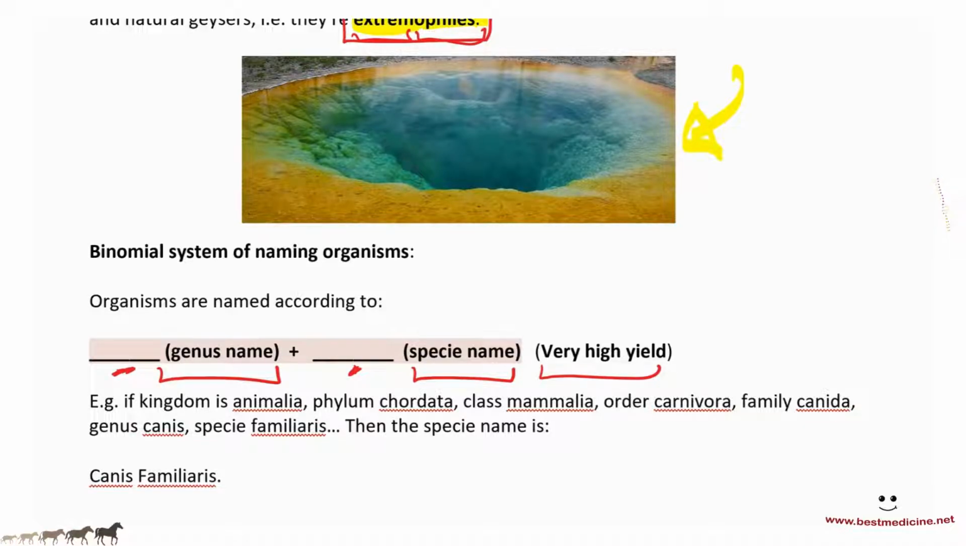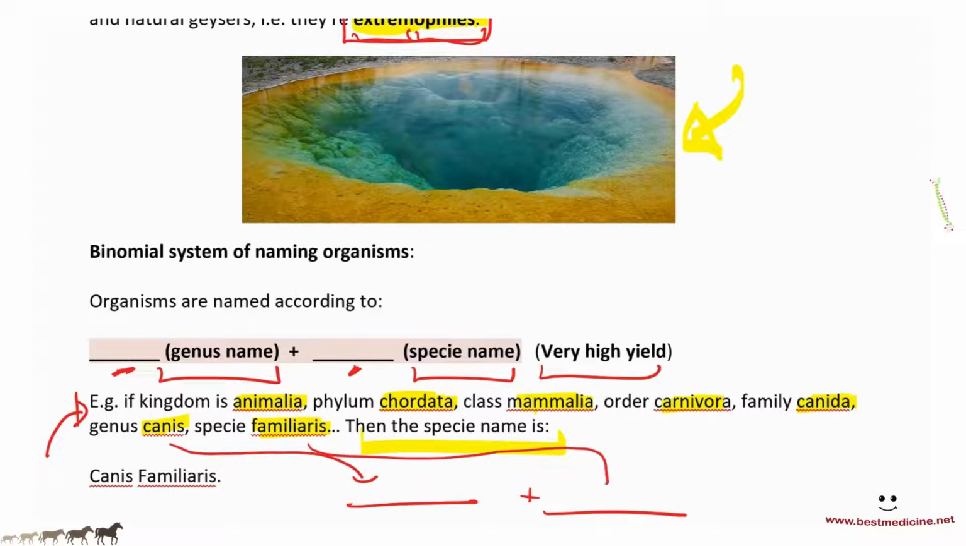For example, let's talk about dogs. If they give you in the exam that there's an organism whose kingdom is Animalia, the animal kingdom, and phylum is Chordata, which is essentially vertebrates, but you don't need to know that. Class is mammals, order is carnivores, family is Canidae, genus is Canis, and species is familiaris. Then what is the species name? Well, it should be very simple. Remember, the rule is you write the genus name first and then the species name later. So you write genus name Canis, plus species name familiaris, and you get Canis familiaris. That is the species name.